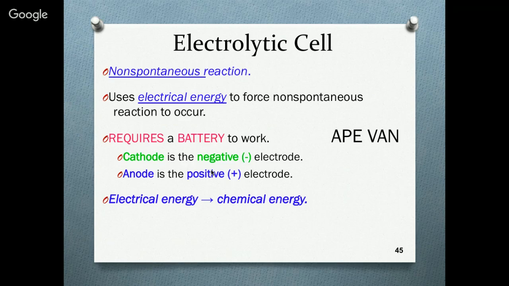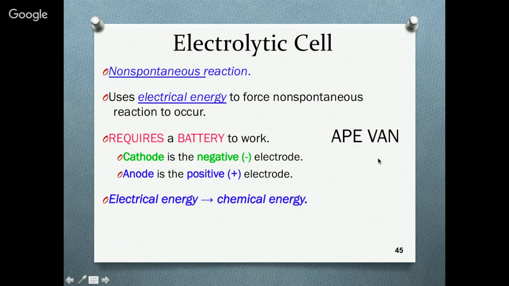So we tend to use this acronym AVAN. I don't know if your teachers use it or if you like it, but I find it helpful just to remember what's going on. So AVAN stands for: the anode is positive in electrolytic cells, and V, voltaic, anode is negative. So A, P, E, anode, positive, electrolytic, voltaic, anode is negative.